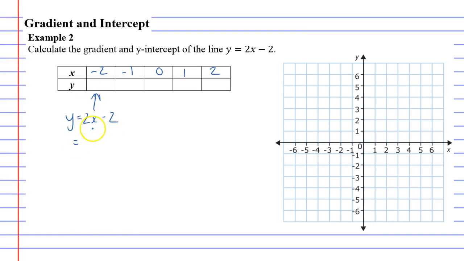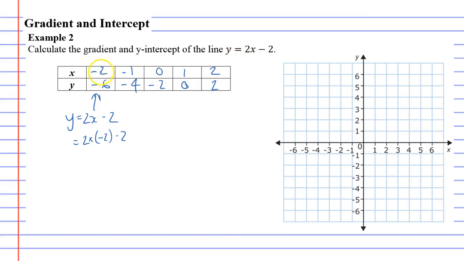So for column 1 it would be 2 times -2 minus 2, which comes to -6. And then we've got 2 times -1 minus 2, -4, -2, 0, 2. Alright, I won't go into too much detail about how to calculate these numbers. You can just use your calculator and substitute the x values into this equation.